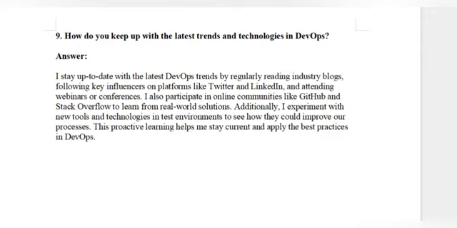I also participate in online communities like GitHub and Stack Overflow to learn from real-world situations. Additionally, I experiment with new tools and technologies in test environments to see how they could improve our processes. This proactive learning helps me stay current and apply the best practices in DevOps.